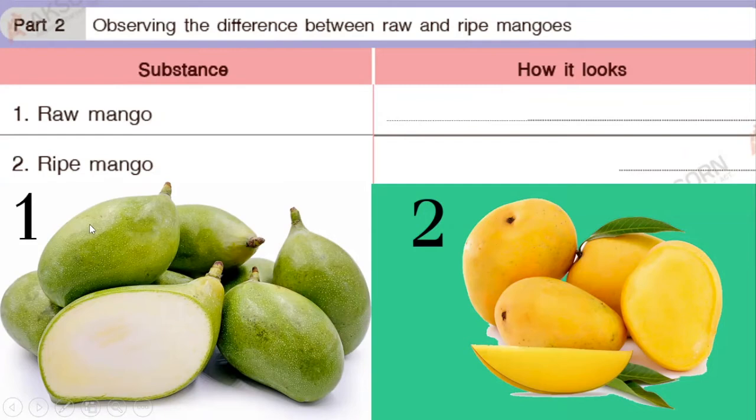So raw mango, how does it look? Describe raw mango. Green in color, right? Maybe much harder than ripe mango. Ripe mango is softer than raw mango. And what about ripe mango? Ripe mango is yellow in color and has a smell, right? Okay, pause the video, write down everything in your work textbook. When you finish, please continue watching our lesson.